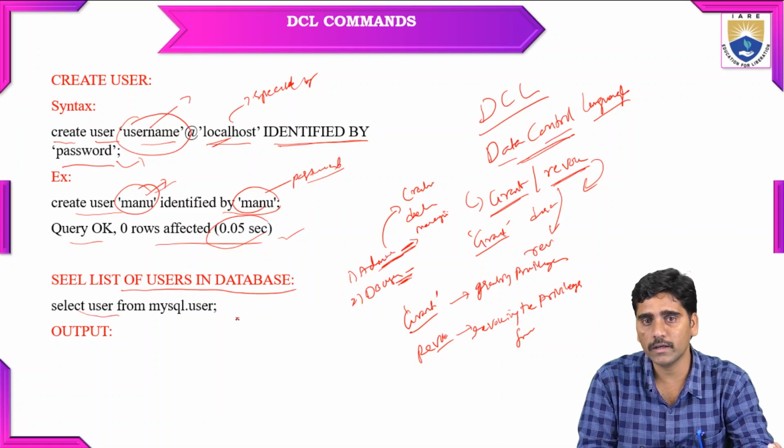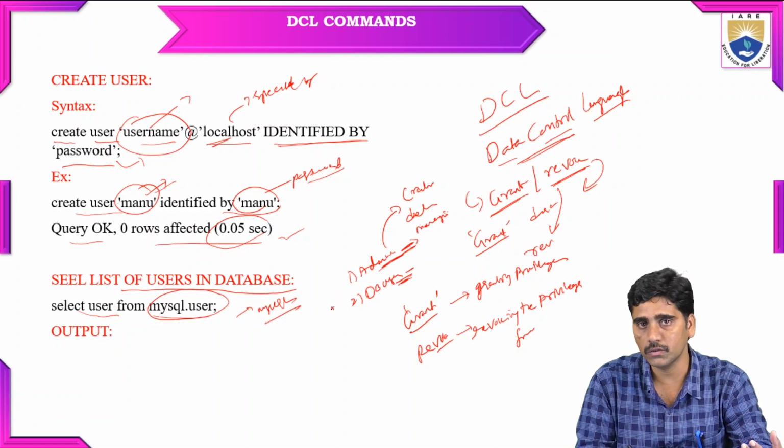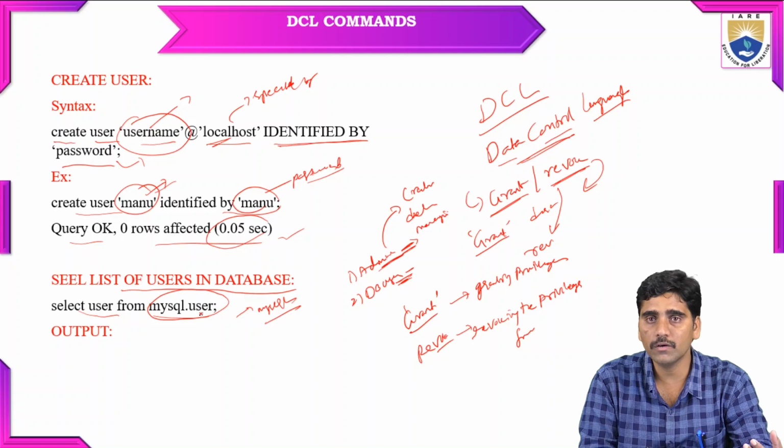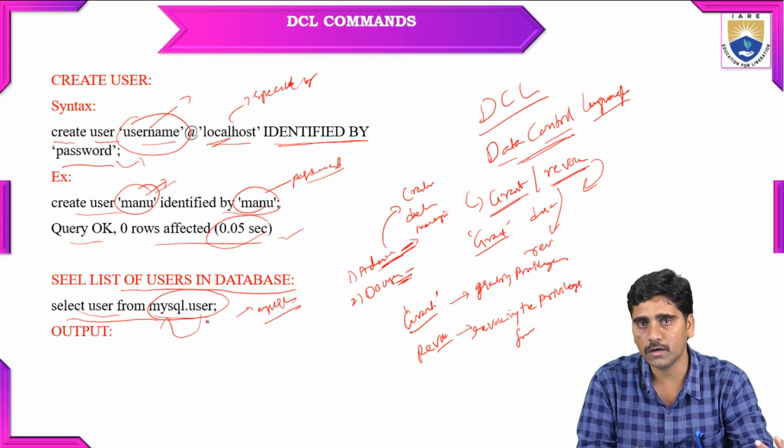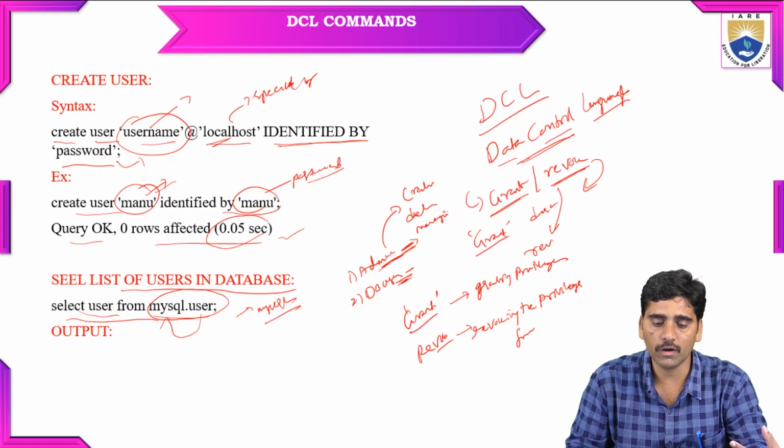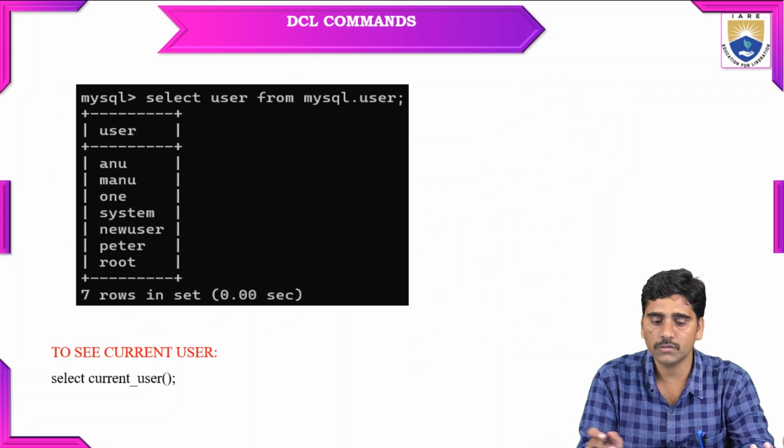Select user from mysql.user. The syntax is different for different types of databases, and here we are using MySQL. For MySQL, we use select user from mysql.user. That indicates how many users are created in MySQL; we retrieve all those users. So we'll see how it works and what it displays.